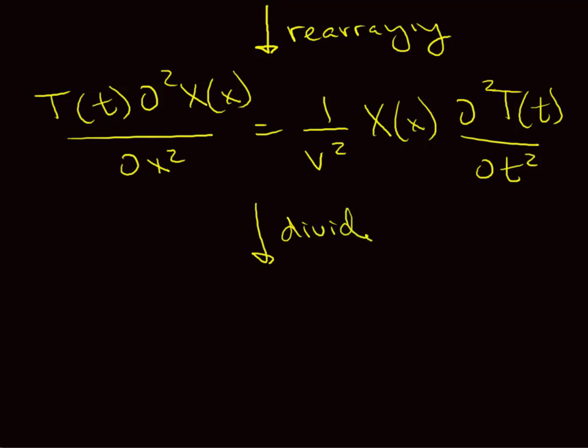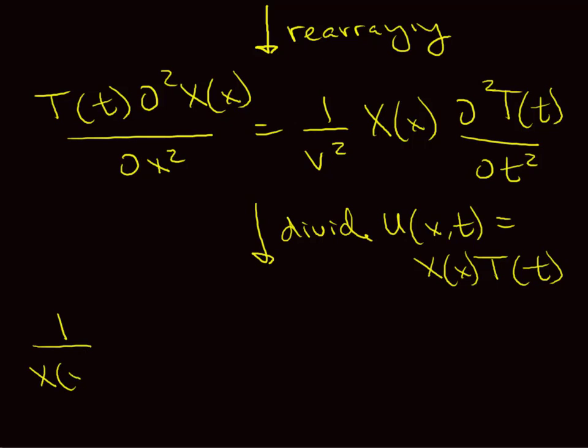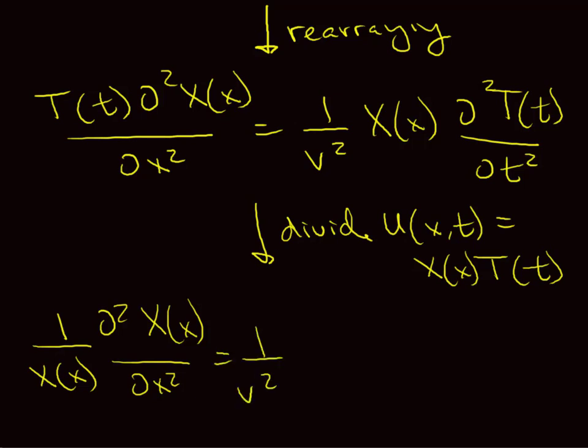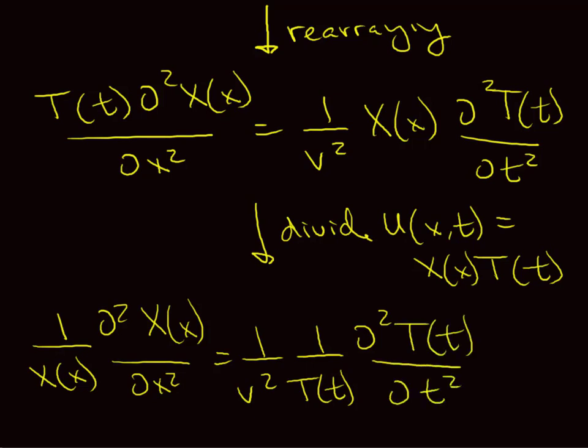We are then going to divide this function by u(x,t), which you'll recall is equal to X of x, T of t, to then yield a new function, which is 1 over X of x, partial derivative of X of x with respect to x, 1 over the velocity squared, 1 over this function T of t, second partial derivative with respect to t, and this is in time.